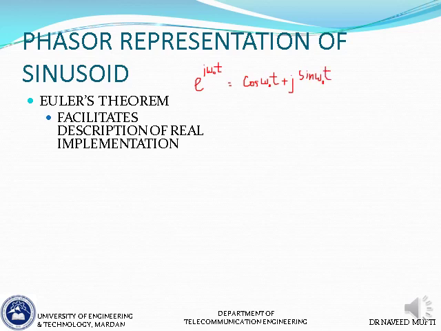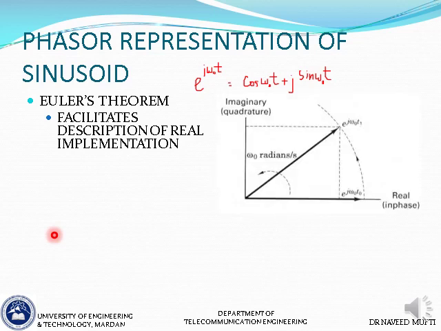So this is Euler's theorem. We know that. So why do we use this? That is how the sinusoid is represented as a phasor. So why do we use this notation? Because this notation facilitates our description of how real world modulators and demodulators are implemented.